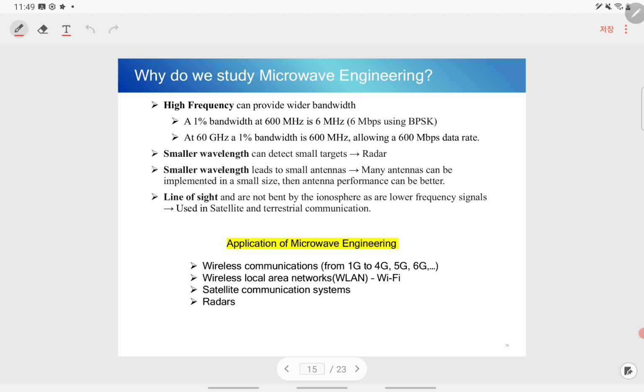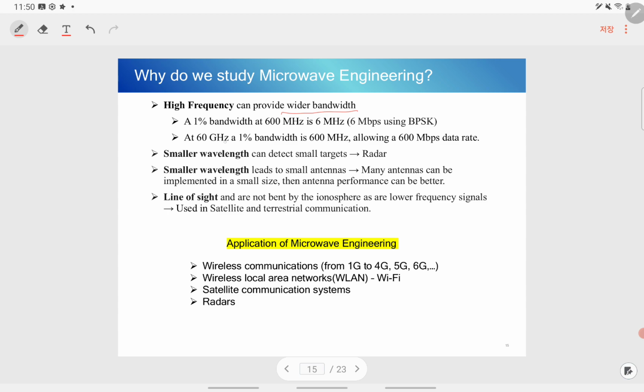And so why is microwave engineering good? The difference is that microwave engineering utilizes high frequency. Why do we use high frequency? Why do we need it? Because high frequency can provide wide bandwidth. The reason we use 5G and 6G is that we want to increase the frequency, so that we can achieve wide bandwidth for higher bits per second.